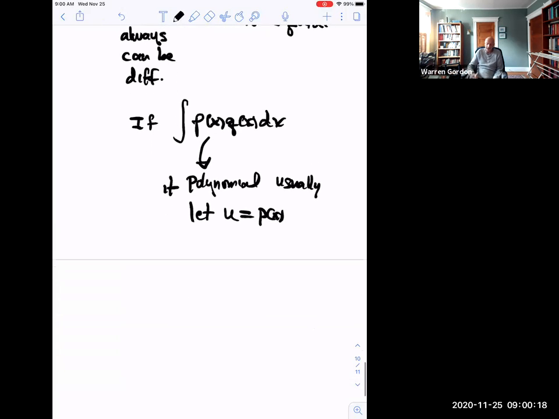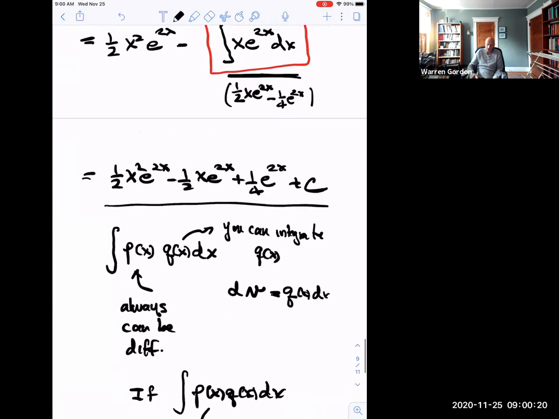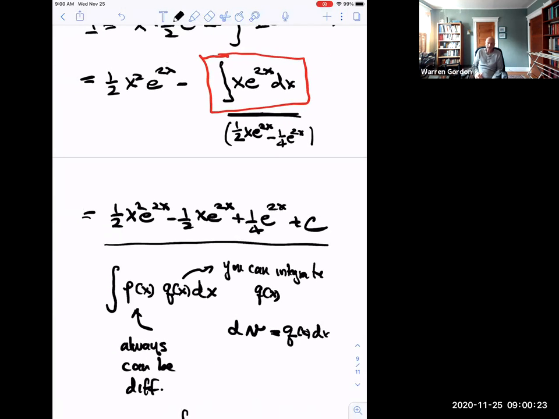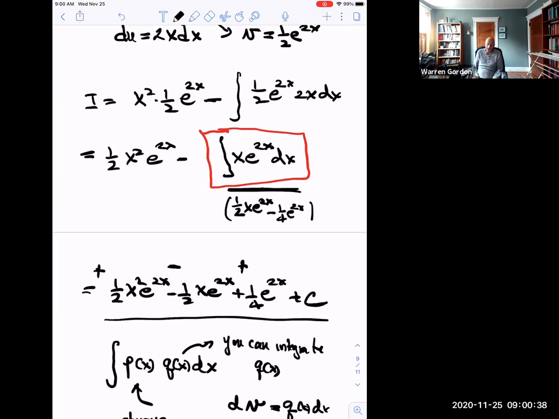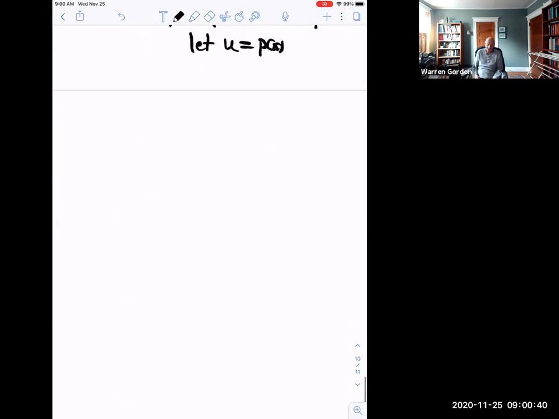And let me illustrate by making an observation. Notice in the problem I did a minute ago, the double integration by parts, I had an alternation of signs, plus, minus, plus. So in fact, let me show you how to abbreviate the integration by parts by doing the same problem again. So let's suppose I want to do this problem, x squared e to the 2x dx. So I'm going to redo this problem, but in a very clever way.